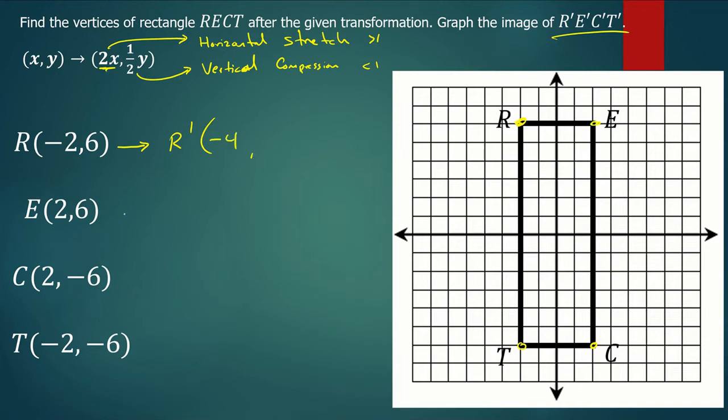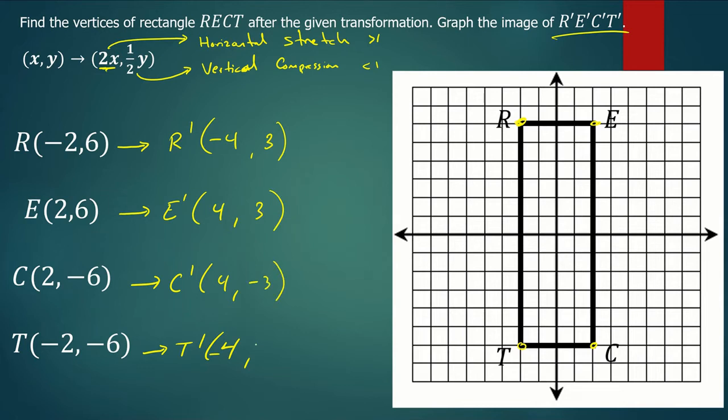Okay, so let's go through and write down our x's first. So that's 4, C prime, that's 4, T prime, that's negative 4. And it says for every y value, you're going to take half of its value. So half of 6 is 3, and half of negative 6 is negative 3. And so the last thing I have to do is go through and plot each one of these points, and I get my new coordinates. And as we can see, it changed in both directions, right? So horizontally, it got wider, or it was stretched, right? So think of it kind of like a rubber band.